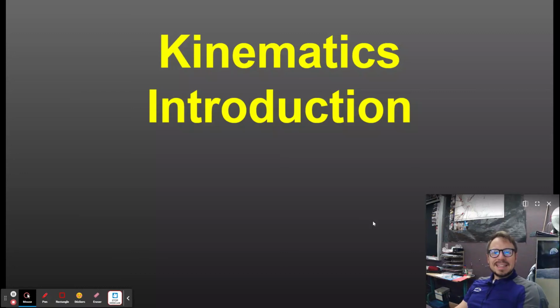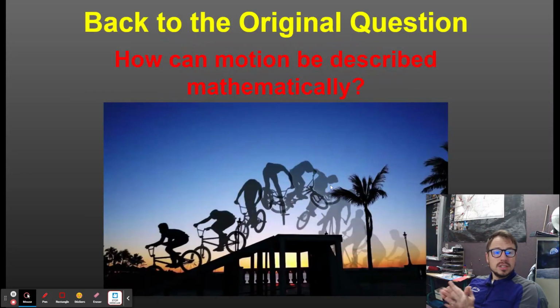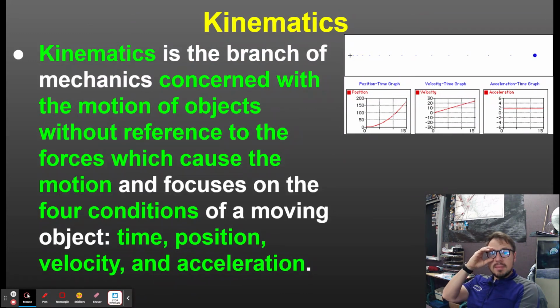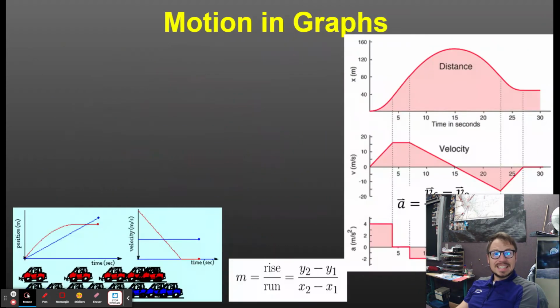This is the Kinematics Introduction. So this is the original question that we're going to ask ourselves. How can motion be described mathematically? And that's where kinematics comes into play. Kinematics is the branch of mechanics concerned with the motion of objects without reference to the forces which cause the motion, and focuses on the four conditions of a moving object: time, position, velocity, and acceleration.